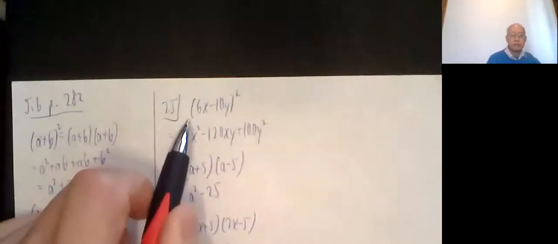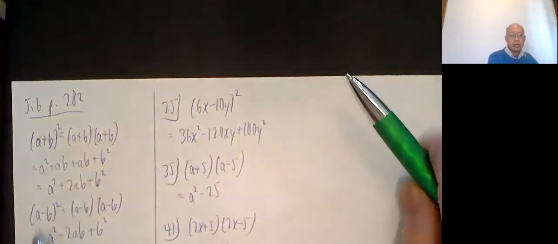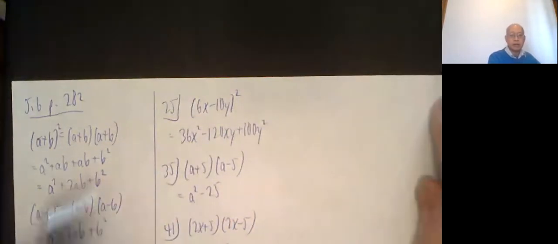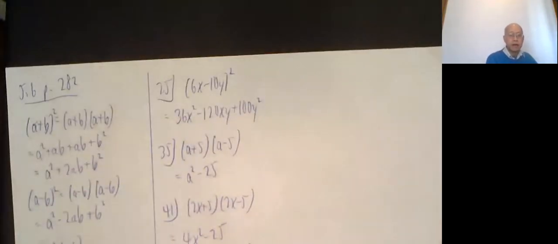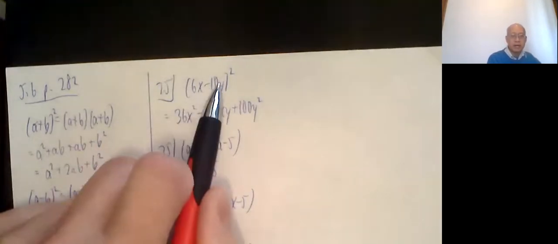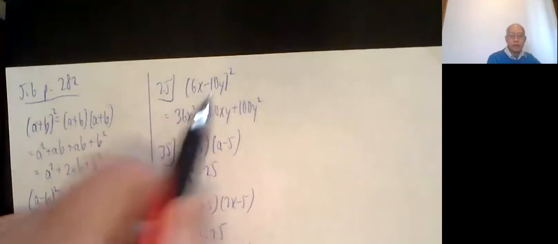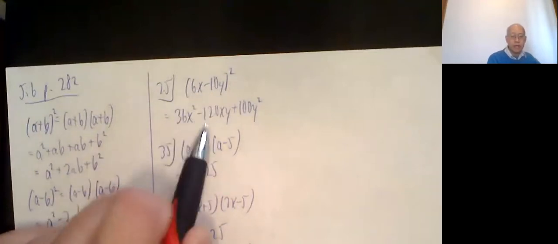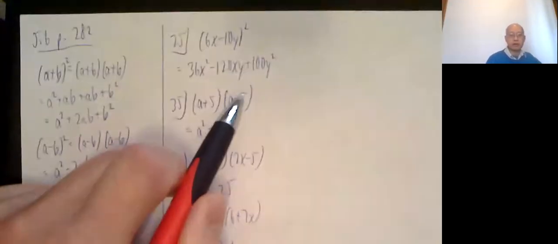Problem 25, 6x minus 10y squared. Okay, so again, using this formula right here, I square the first term, 6x times 6x, 36x squared, minus 2ab, minus 2 times that, it's going to be an x and a y. 2 times 6 is 12. 12 times 10 is 120. It's a negative. Plus this thing squared, 10y times itself is 100y squared.